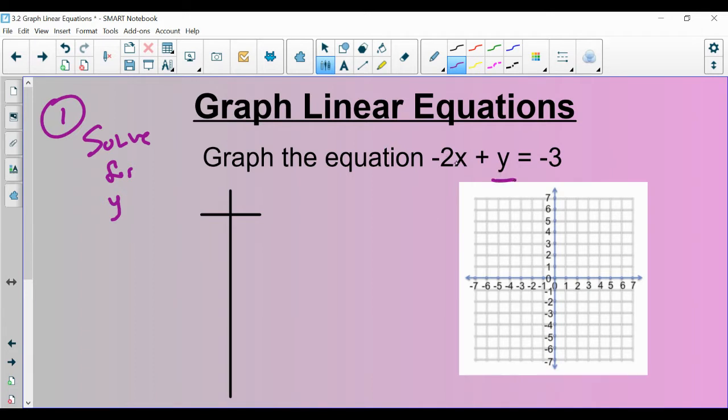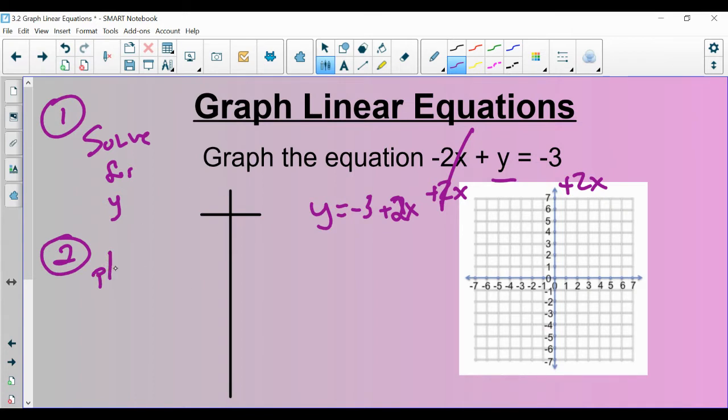Well, y has a negative 2x on the same side as it. How do I move a negative 2x? Hopefully you are yelling at your computer screen. You add 2x, right? That's what's going to move a negative 2x. And what we end up with is y is equal to negative 3 plus 2x. So that's step 1, get y by itself. Step 2 is going to be to plug in or create the t-table. We'll call it create the t-table.